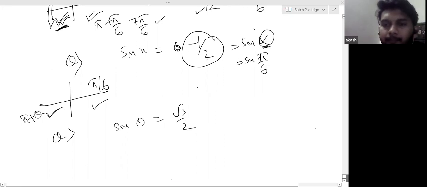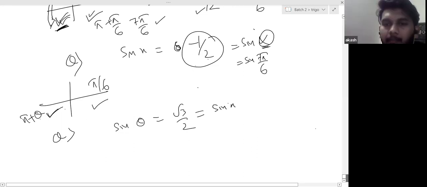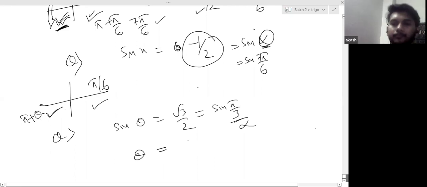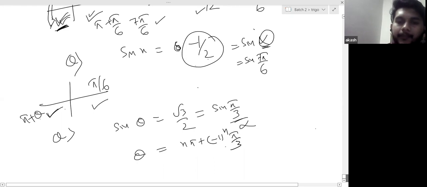Shafullah. Yes, sir. Okay, so this we can write as sine pi by 3, right? At pi by 3, sine is root 3 by 2. So the value of alpha is pi by 3. Shafullah, what will be the solution? What should I write here? n pi plus minus 1 raised to power n into pi by 3. Absolutely right.